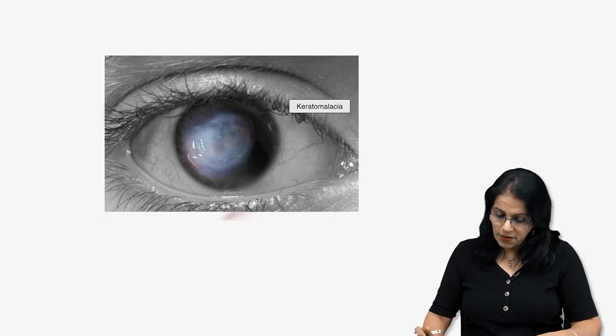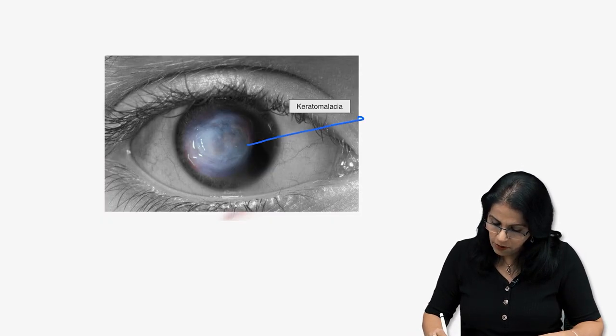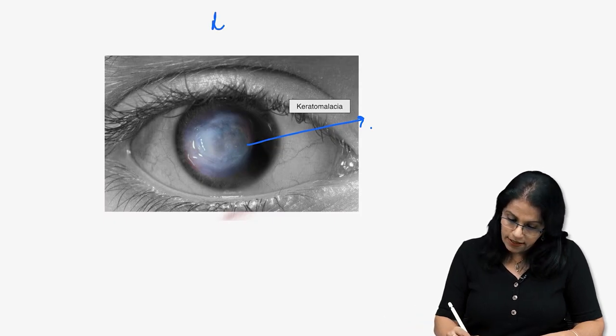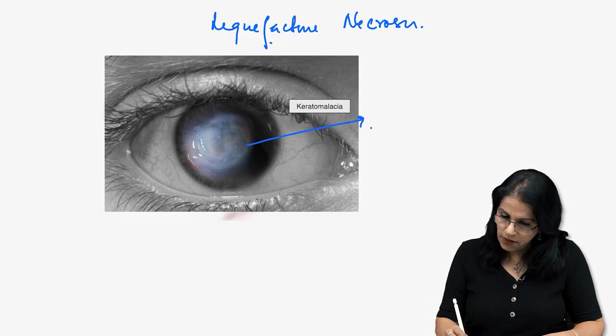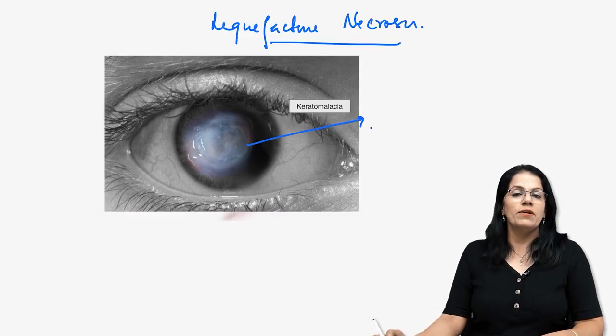Okay, so have a look. This is what is keratomalacia. What is keratomalacia actually? You can learn this as liquefactive necrosis of the corneal stroma. Okay, necrosis. So what is happening in this is liquefactive necrosis.